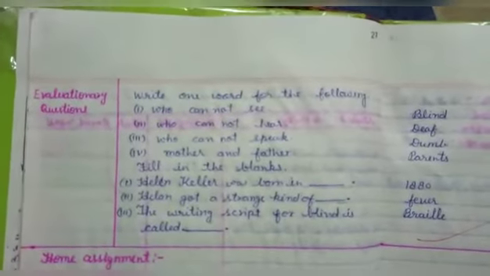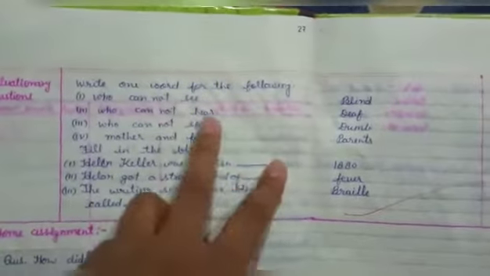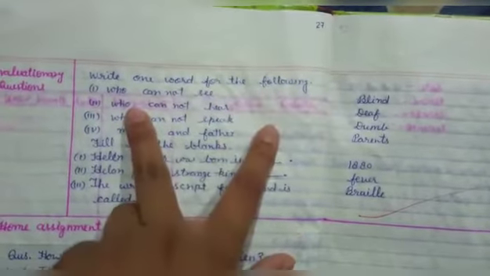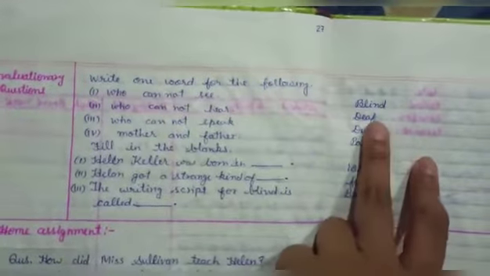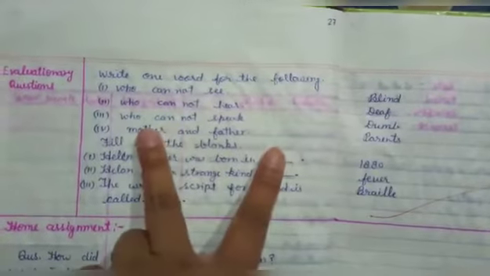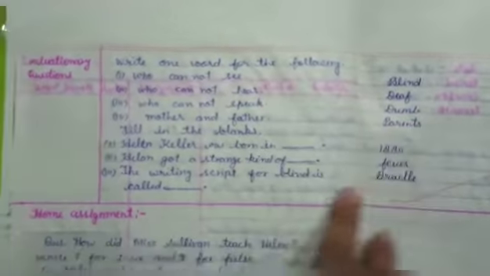Now we have the evaluation questions. These are some of them. Write one word for the following. The one who cannot see is called blind. The one who cannot hear is called deaf. The one who cannot speak is called dumb, and so on.